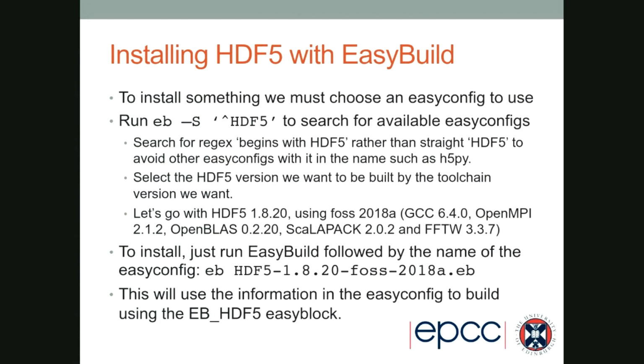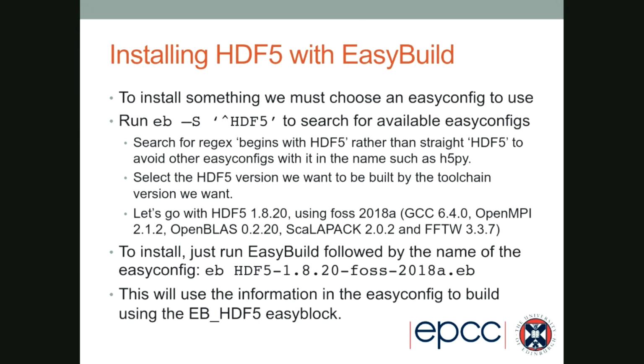And this is going to search all of the Easyconfigs in the default location, the robot location, I believe it's referred to as, and pulls up all of them which install HDF5 beginning. Other Easyconfigs will refer to it. So h5py, for example, will include an HDF5 in the name. We don't want to install h5py, we want to install HDF5, so we'll just say, just beginning with HDF5, please.